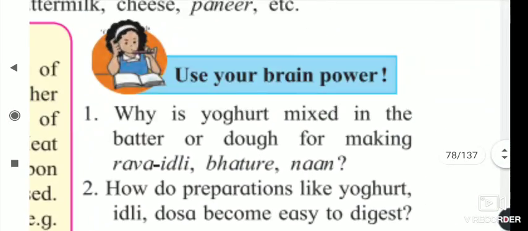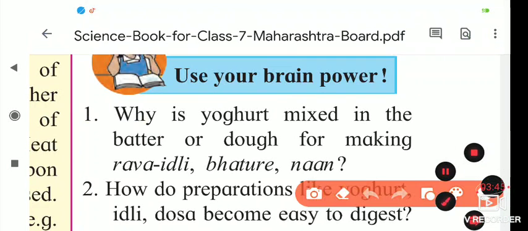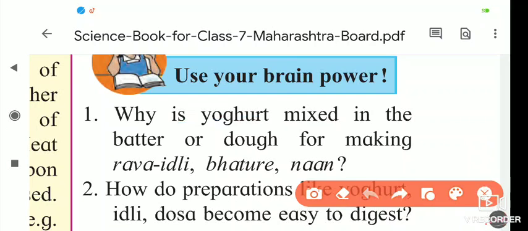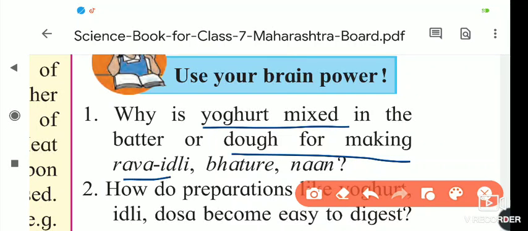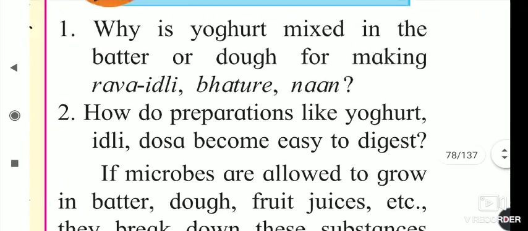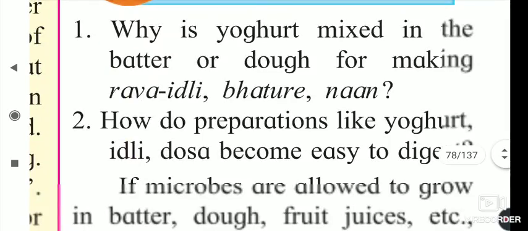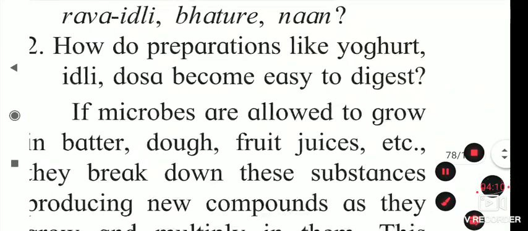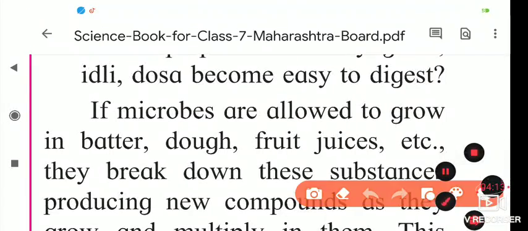Now we are here: use your brain power. Why is yogurt mixed in the batter or dough for making rava idli, bhature or naan? As you know, when we add yogurt, some microorganisms are there, and these microorganisms make it soft or spongy.